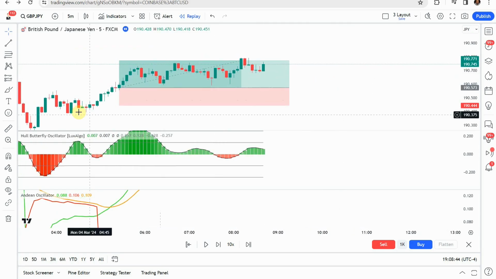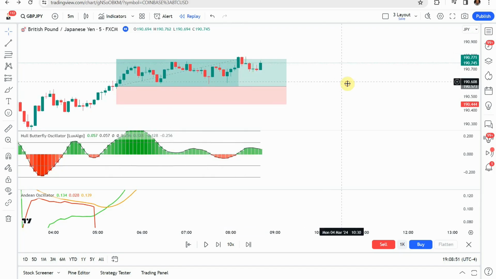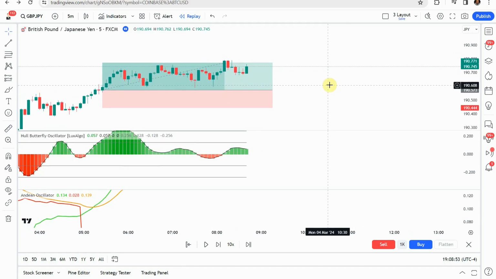And you can see there, it takes a little bit longer this time, but we eventually stair step our way up, getting ourselves to our take profit. All right, so that puts us at the end of the testing right there.